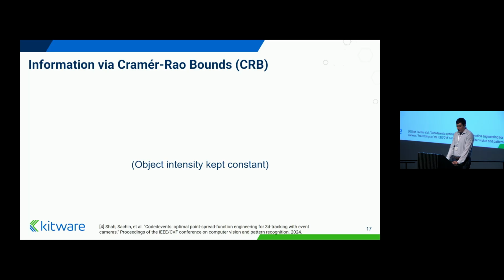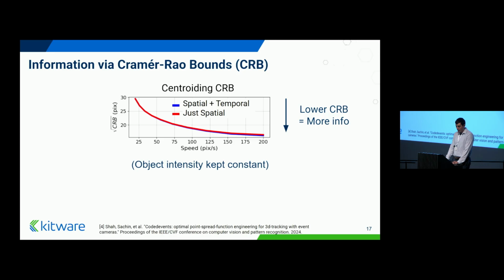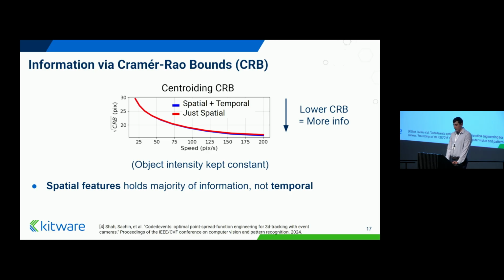Speaking of intensity, we're actually going to keep it constant because typically when we're tracking these unresolved objects, they're changing their velocity and position and not so much changing their intensity. So the first insight is looking at the centroiding location and the Kramer-Rao bound. And we notice that when you utilize just the spatial information, it is almost as good as utilizing the spatial and temporal information, which suggests that the spatial features are what hold the majority of the information, not the temporal features. And again, this is really just because we're having a very small time sample of 5 milliseconds to analyze these events. If you have a longer time batch of seconds or minutes, temporal information becomes more important.